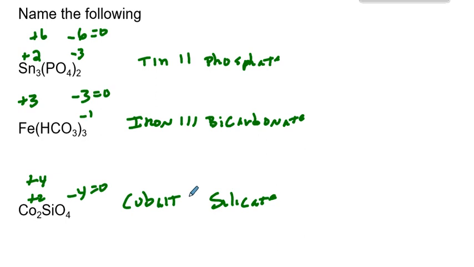Therefore, I'm going to put a Roman numeral 4 here. Actually, that's not true. I will put a Roman numeral 2 here, because that's the charge on an individual cobalt. The +4 is used to cancel this to 0. So each cobalt has a +2 charge on it. So that's why I put the Roman numeral 2 there for it.